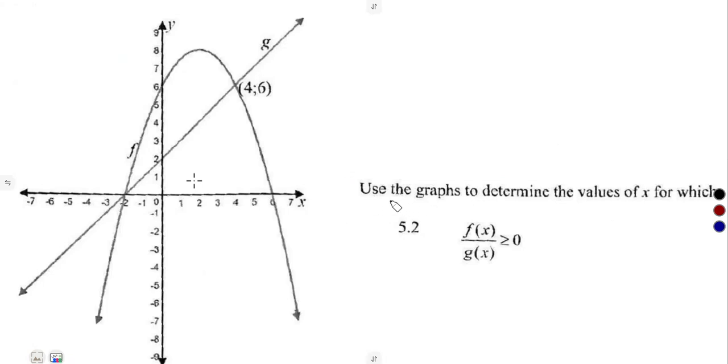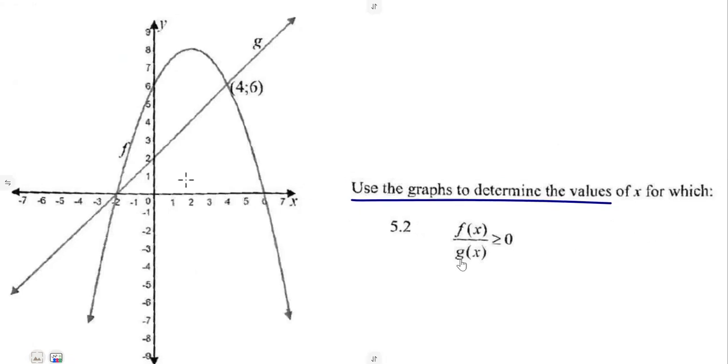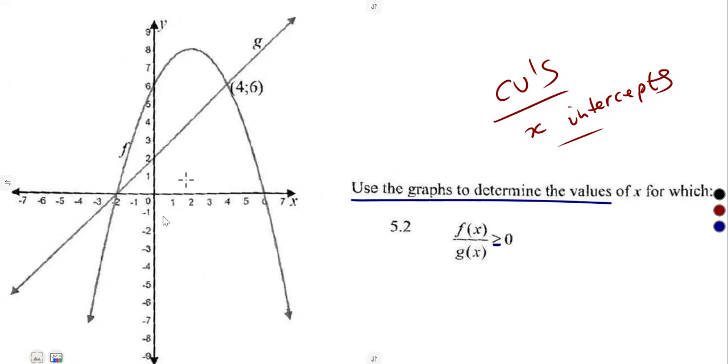Here we have these two graphs. Use the graphs to determine the values of x for which f of x over gx is greater than or equal to 0. They put an equal to there for temptation. So we have to analyze first what we are dealing with. These are just normal graphs. We do not have a hyperbola, so asymptotes are not to be taken. Our critical values will be just the x-intercepts. It's an x-intercept at -2 and an x-intercept here at 6. Those are the critical values.